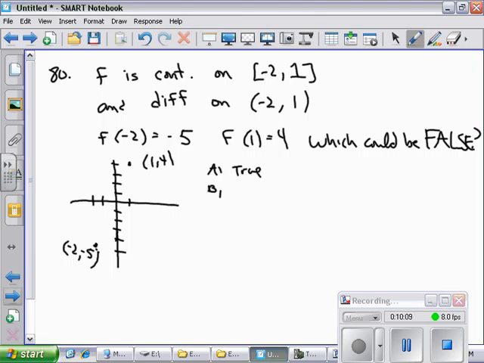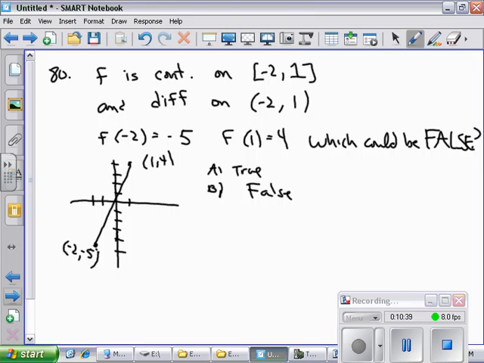B, there's got to be a C between here where the derivative is 0. Does the derivative have to be 0 to get from this point to this point with a smooth curve? No. Give me an example. What could it look like? It could be a straight line, and the derivative would never be 0. So B could be false. So that's the one.